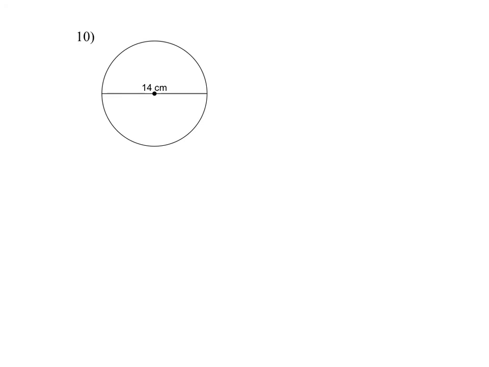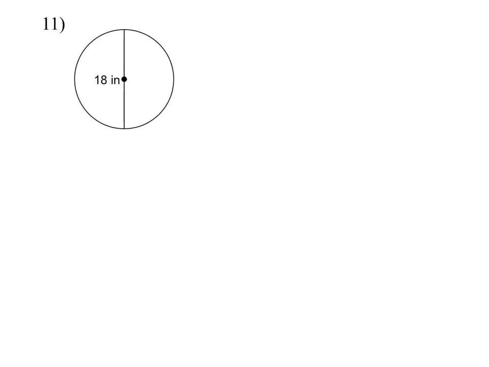The next one, I have the diameter. So this one is just 14 pi centimeters. Again, then on number 11, I have my diameter. So this is 18 pi inches.